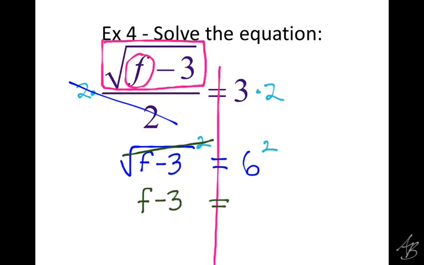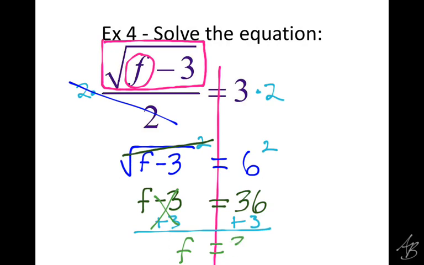And on the right side, 6 squared is 36. Then what? Add 3 on both sides. The 3's on the left cancel, leaving what? F. And on the right side, 36 plus 3? 39. Next problem.